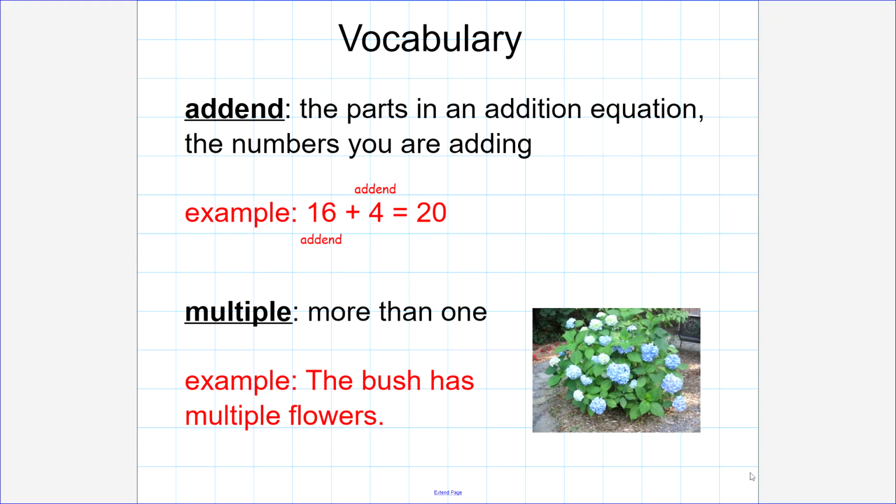Another word you'll need to know is multiple. Multiple means more than one. Take a look at that picture of the bush. That bush has more than one flower. So we would say that bush has multiple flowers. Multiple means more than one.